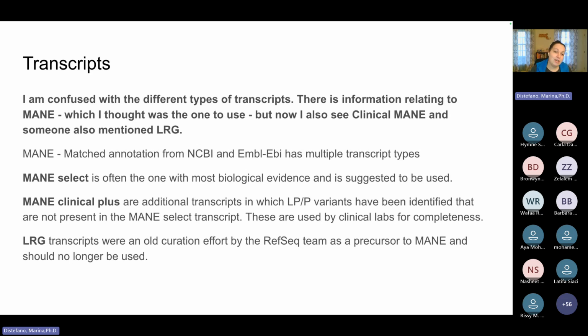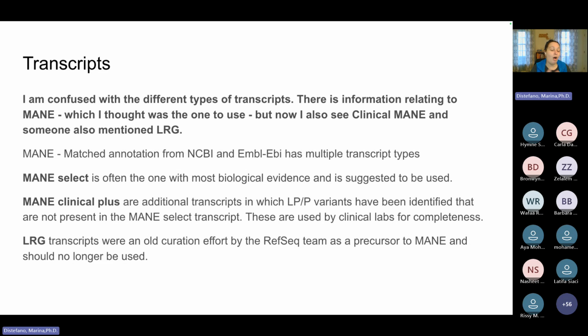So main is matched annotation from NCBI and EMBL EBI. They have multiple transcript types. They've come together and they've harmonized their transcripts, which is great because different resources are using different things. I would say largely within the clinical space and literature, they were using RefSeq, which is the NCBI product here, whereas computationally derived things were using EMBL EBI. So like Nomad uses EMBL EBI. So main select is often the one that people refer to as main, and that's often the one with the most biological evidence, if possible, and is generally suggested to be used.